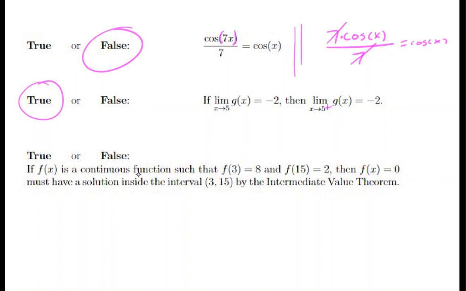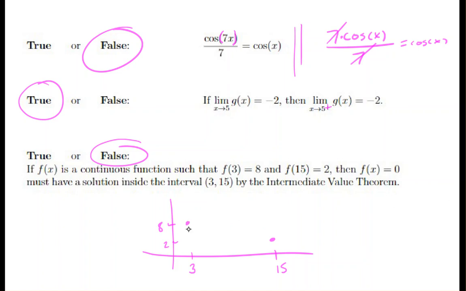F of x is a continuous function such that f of 3 equals 8, and f of 15 equals 2. Then are we guaranteed that somewhere it has to equal 0 by the IVT? That would be false because remember, you're guaranteed by the IVT that it passes through all values between your endpoints. So if at 3 we're at 8, and then at 15 we're at 2.